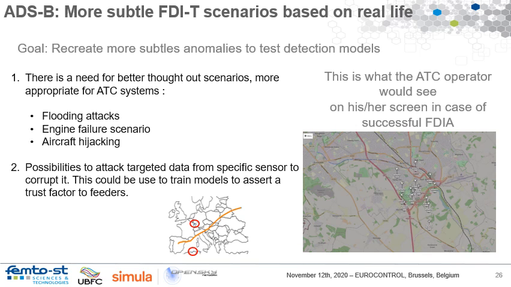Another idea for a use case is the possibility to attack targeted data from specific sensors to corrupt that sensor in particular. So it could be used, for example, by the OpenSky team to train models that are assigning a trust factor to feeders so that they know which sensors are trustworthy or not.